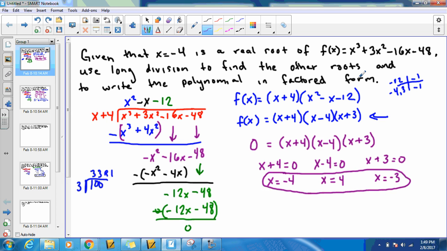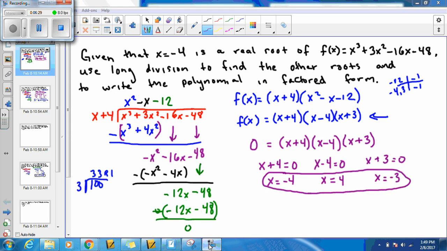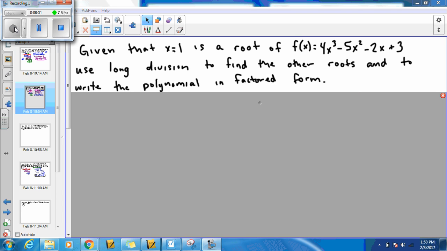Alright, so now you're going to try a problem. Given that x equals 1 is a root of f of x equals 4x cubed minus 5x squared minus 2x plus 3, use long division to find the other roots and to write the polynomial in factored form.